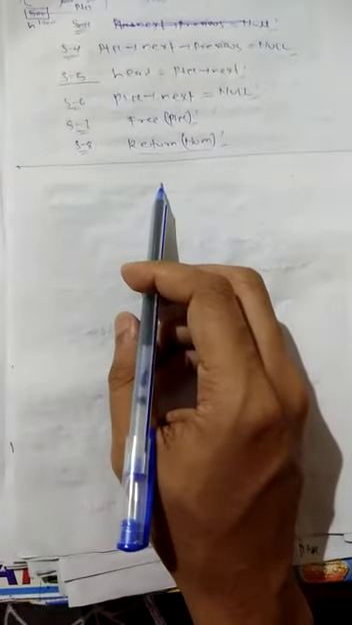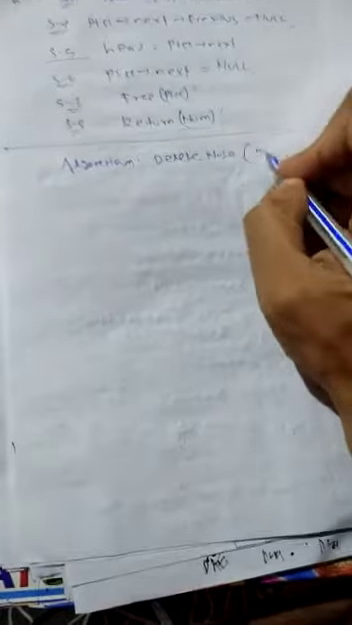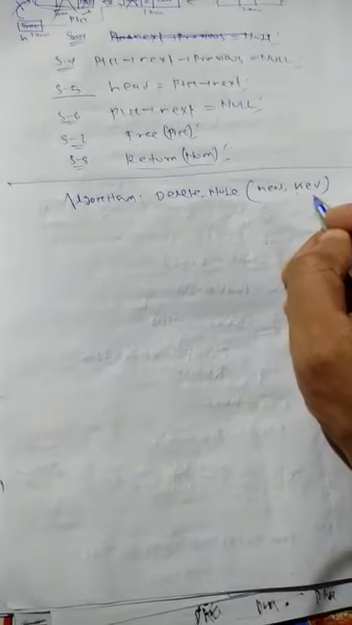Next, deletion of a given node. Suppose a node is given, I perform the deletion operation. Delete a node. Here suppose I am passing the head and key. Key is the particular node which will be deleted from the list.